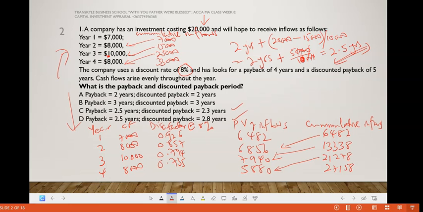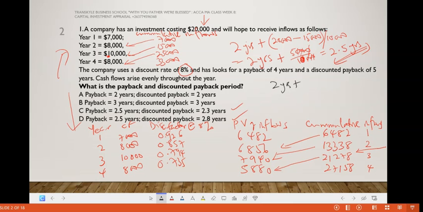Okay, so as you can see, our investment was 20,000. So the 20,000 was recovered between year 2 and year 3. Remember, this is year 1, this is year 2, this is year 3, this is year 4. So you can see that the 20,000 was actually recovered just after year 2. Therefore, our payback should be 2 years plus.